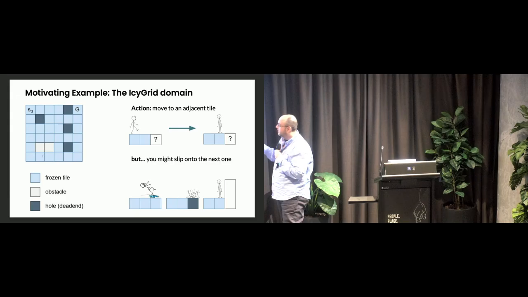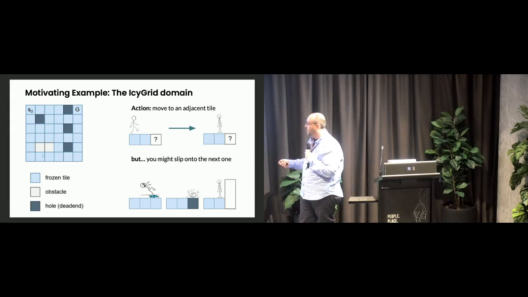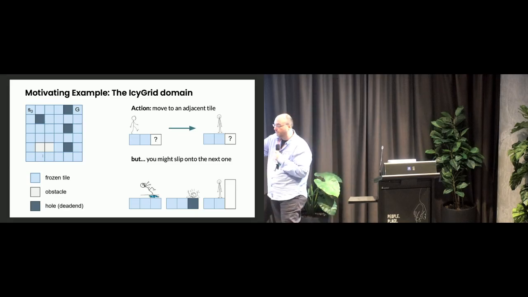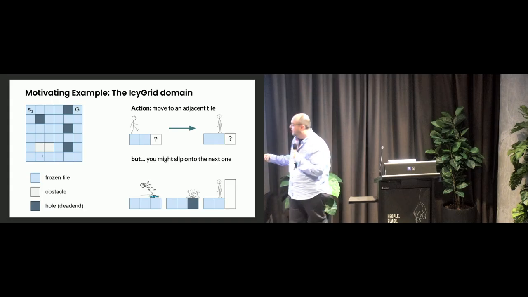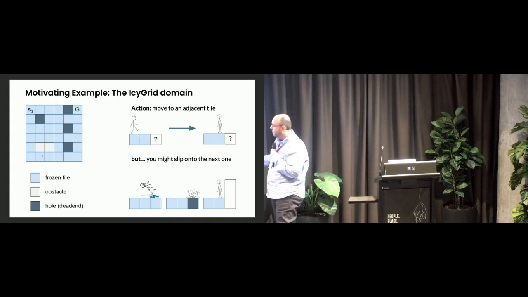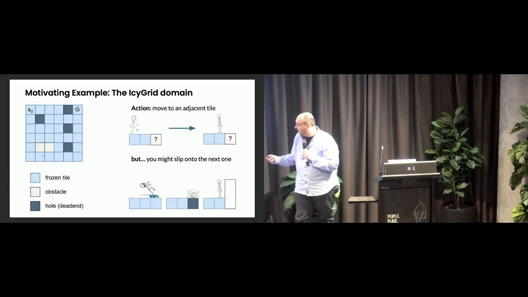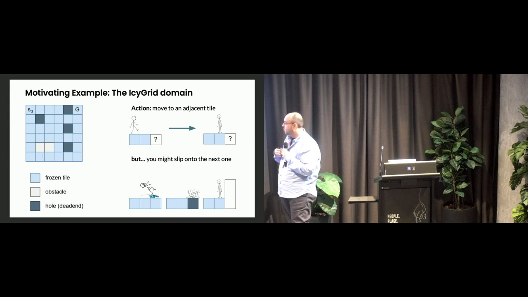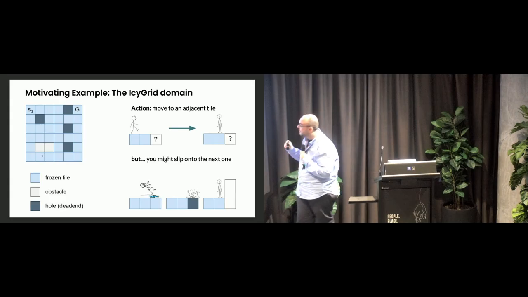So depending on the type of this second tile, we have three different outcomes. In the first case, if the second tile is another frozen tile, the agent slips and lands there. If it is a hole, the agent is going to fall in this hole and never get out. This is a dead end. And otherwise, if it is an obstacle, a wall, this wall is going to block the agent from slipping, and the agent lands in the intended position.